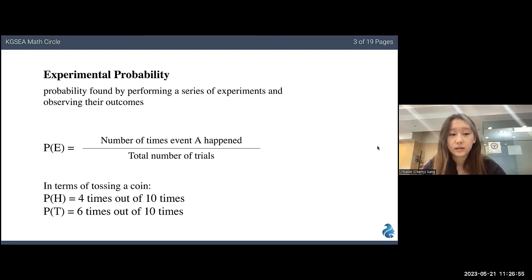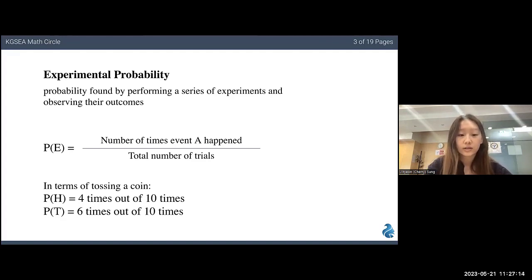So in definition, experimental probability is the probability found by performing a series of experiments and observing their outcomes. The formula for this would be: probability of event A in an experiment is the number of times event A occurred or happened over the total number of trials.